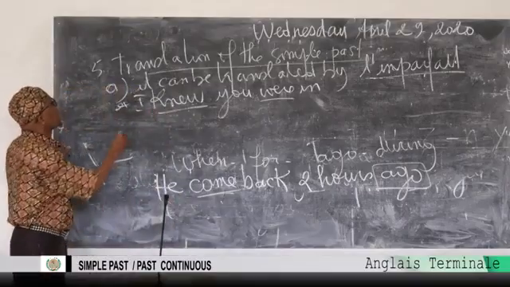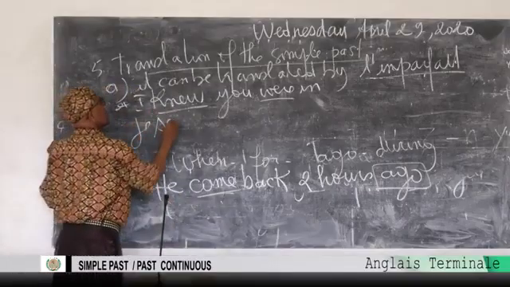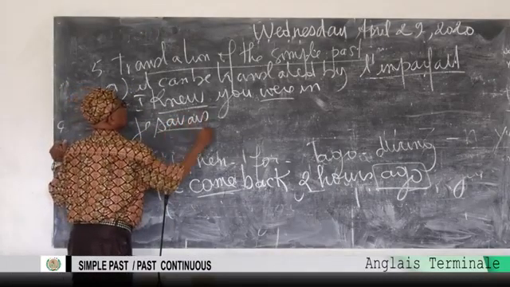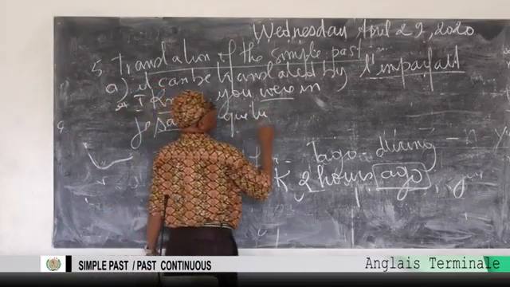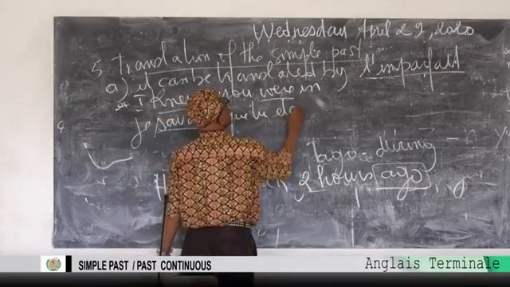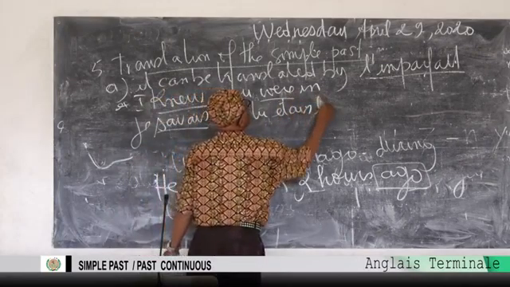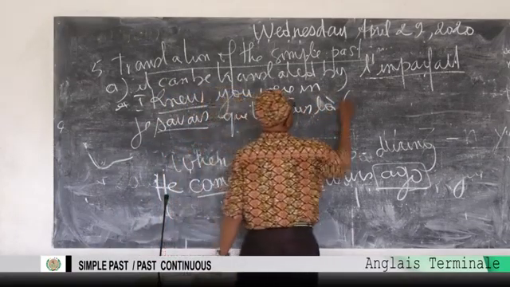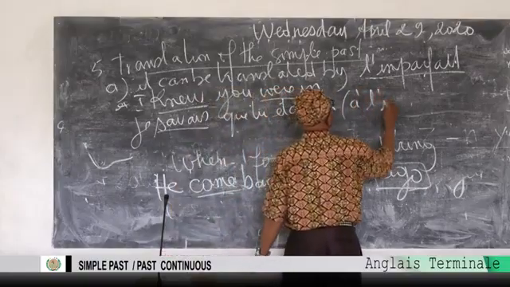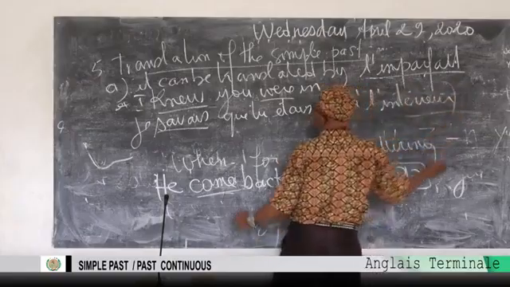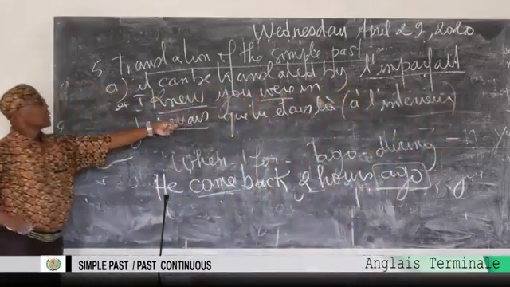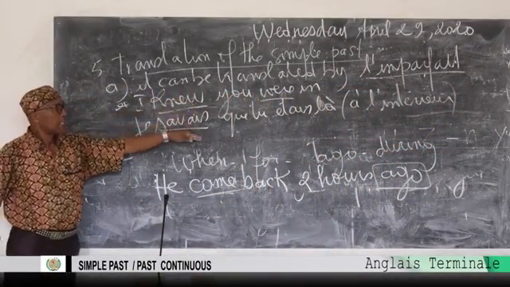I knew you were in. In French, we say, je savais que tu étais là, que vous étiez là, que vous étiez à l'intérieur. Here, it means à l'intérieur, dans la maison. Here, l'imparfait.